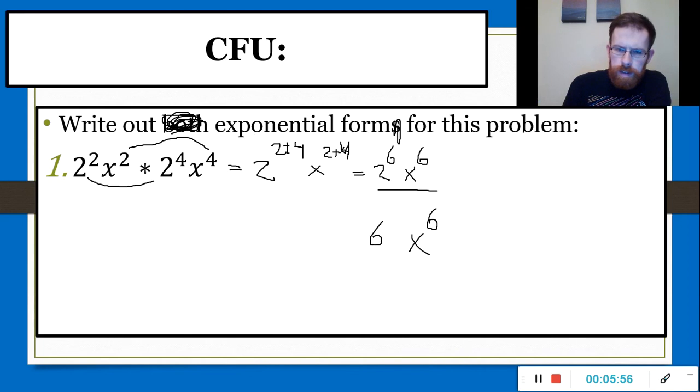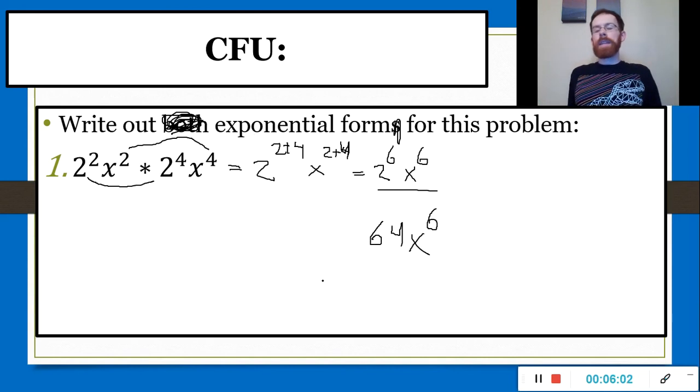That is 64x to the 6th. Should be pretty easy for you guys by now.